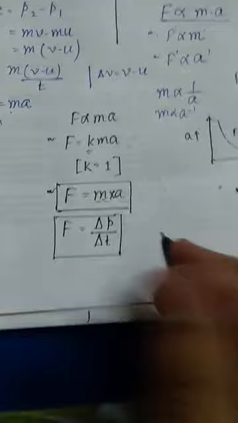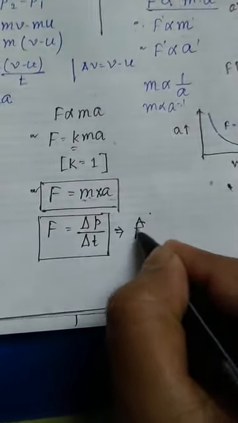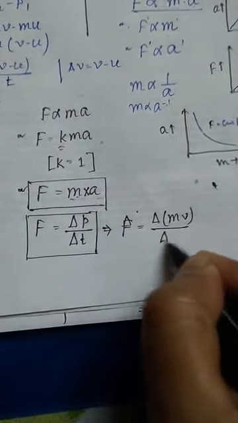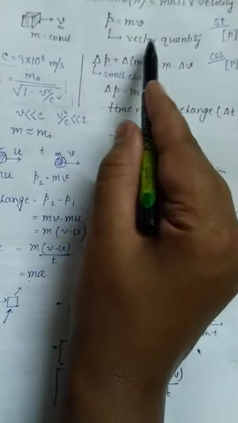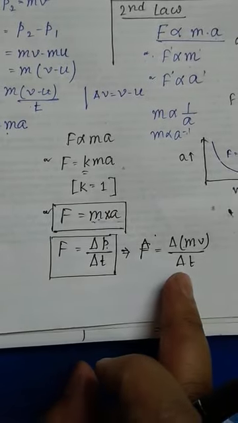This is another form. From here we can write another line: F equal to delta of mass into velocity by delta t, because P equal to mv, momentum is mass into velocity. Is it okay? So this is Newton's second law.